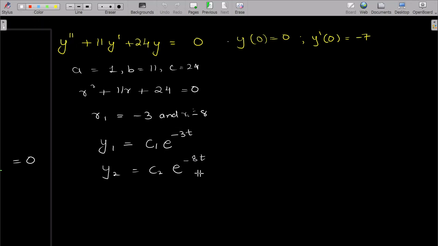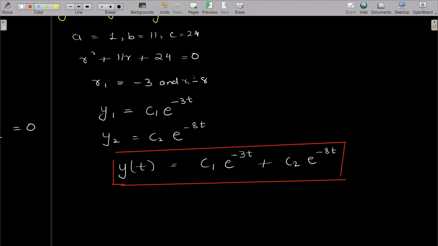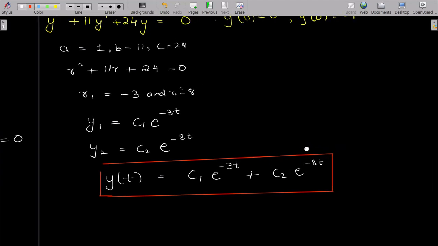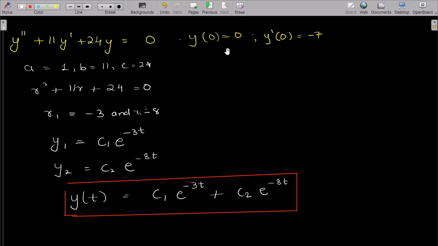So over here, my final solution will be y(t) is equal to c1 times e to the power negative 3t plus c2 times e to the power negative 8t. This is the general solution. It seems a lot easier than first order. I think I understand why my teacher likes second order. Yeah, second order is much easier. It's a straightforward approach. This is your general solution, but you need to find the specific solution by using the initial conditions.